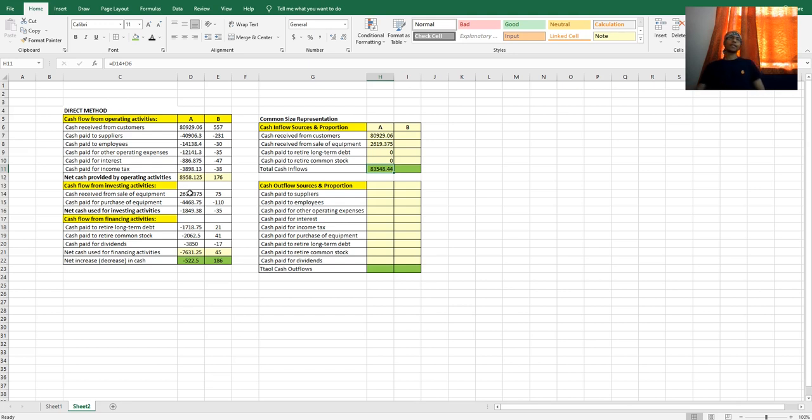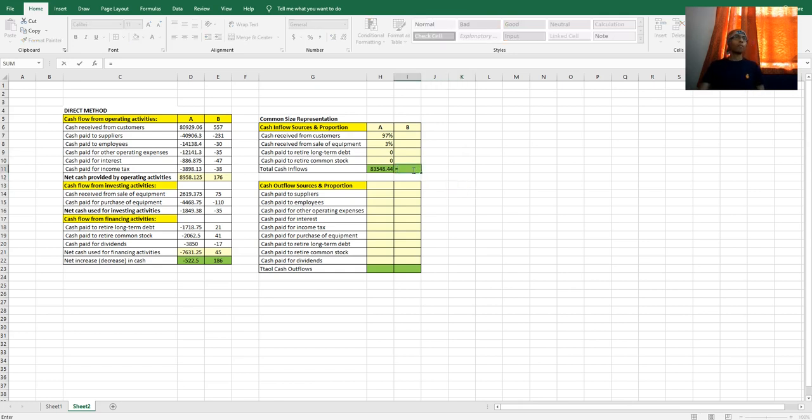Now what we do, friends, is we divide this number by the total inflow. Similarly, we divide the second number by the total inflow. Now we can see it's a 96.8% contribution is from cash received from customers for A, and 3.1% is from cash received from sale of equipment. So we can convert it into percentages also, 97 and 3% approximately. Same thing we do for this one.